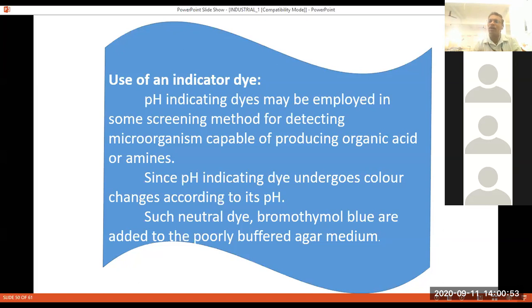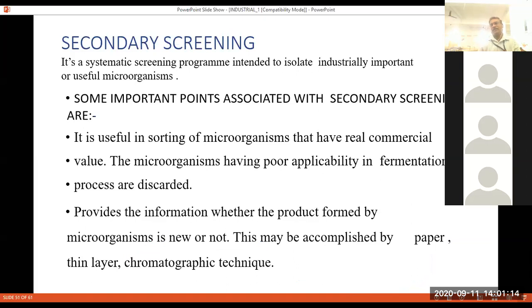But in microbiology, we are not utilizing phenolphthalein. Instead, we are using bromothymol blue or bromothymol green, or it may be neutral red dye. Okay, so these are the most common indicating dyes, by which we can very easily see this. Now the second task of your screening.